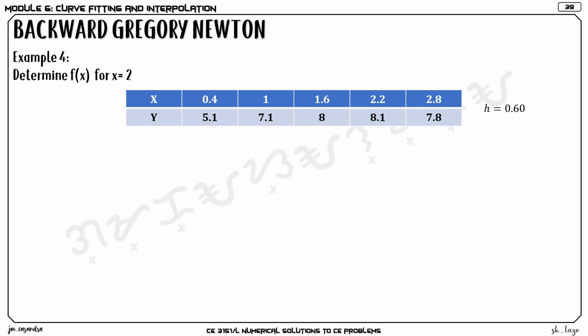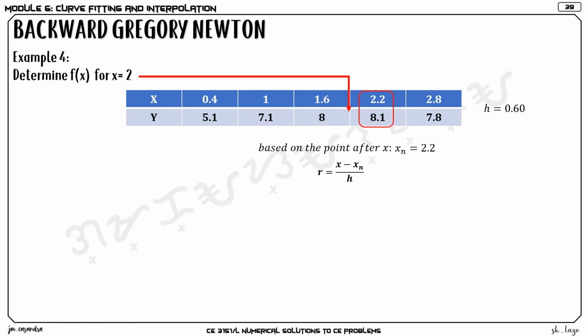So if you're going to solve example number 4 using the point after the required x of 2, which is found after 1.6, so the point after 2 is the point 2.2. So therefore, we're going to use now x sub n equal to 2.2 in our computation of r. So for r, that will now be x minus x sub n all over h, or that's 2 minus 2.2 all over 0.6, giving us a value of negative 1 over 3.